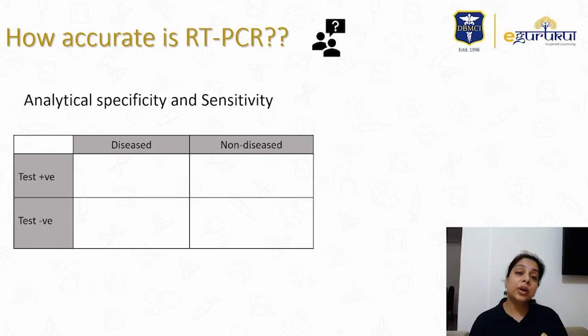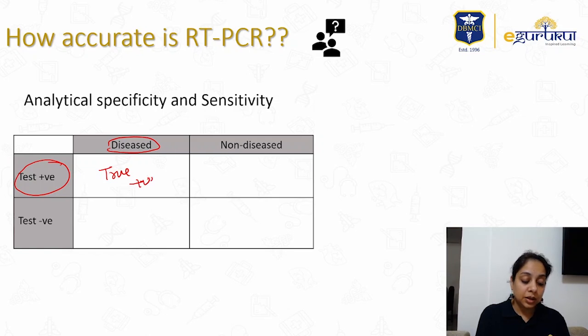Okay, but how accurate are our results? The accuracy of results depends upon the analytical specificity and the sensitivity. These two things in RT PCR make it very, very special, and most of the time the results are accurate. Okay, so this is the table which will explain to us how the false positives and the negatives are coming. So if the person is diseased and the test is positive, so definitely this is a true positive result. Okay, the person is infected. When the person is not diseased and he goes for the RT PCR testing and the result comes negative, so the person is true negative.